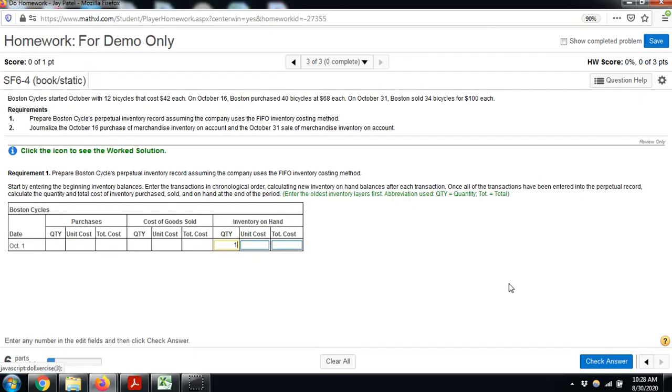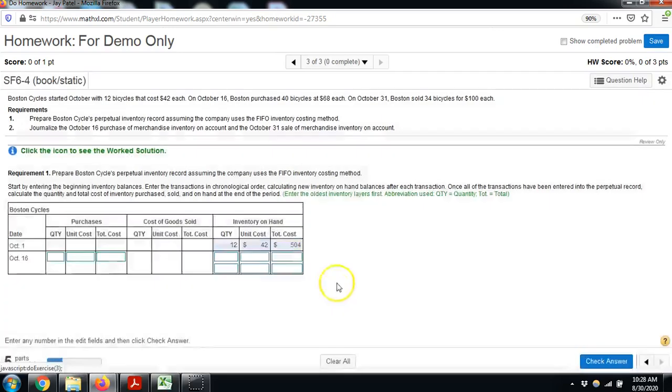So we're going to start with the starting inventory, which we have given here. And the total cost is just the per unit cost times the quantity. Okay, so next we have a purchase that is going to happen here. We see here October 16th we purchased 40 at a cost of $68 each. And so 40 times 68 is 2,720.